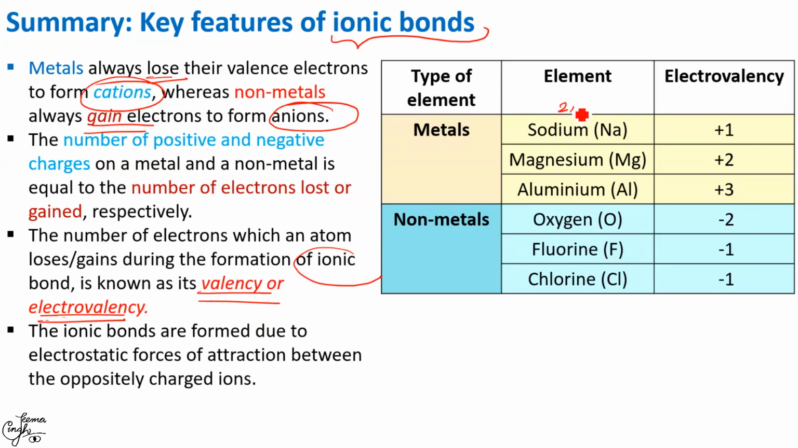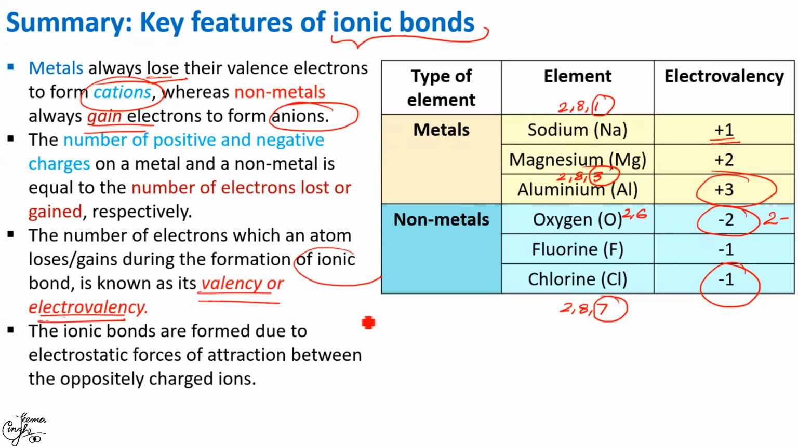Sodium with electronic configuration 2, 8, 1, it loses 1 electron and therefore its valency or electrovalency is +1. Aluminium has a configuration of 2, 8, 3, it loses 3 electrons and therefore its electrovalency is +3. Coming on to non-metals, oxygen configuration 2, 6, it gains 2 electrons and therefore the electrovalency is -2 or 2-. Sometimes you can also write 2 negative. Both are acceptable. Coming on to chlorine, chlorine has an electronic configuration of 2, 8, 7. It accepts one electron and therefore has an electrovalency of 1 minus or negative 1.